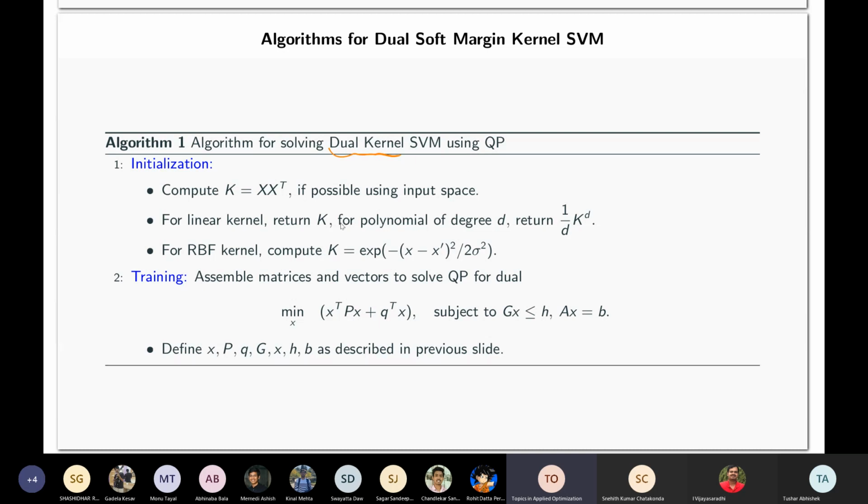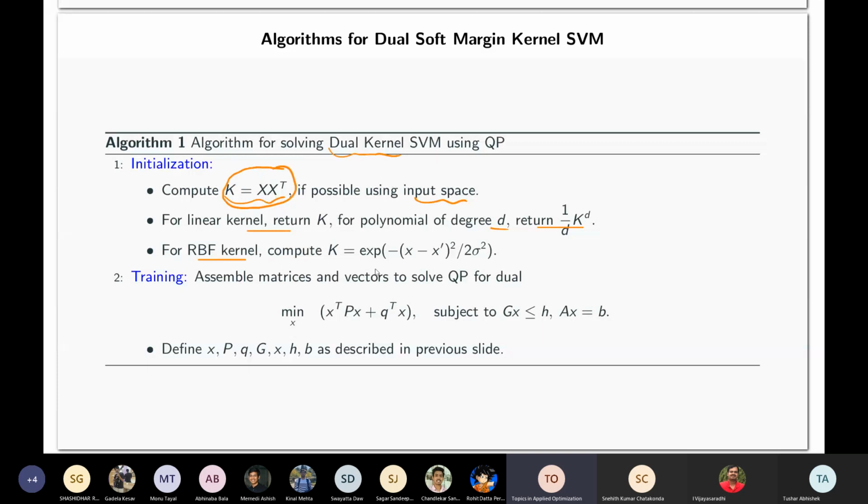Okay, so compute the kernel in advance. The kernel was, let us say, a polynomial linear kernel. In this case, we are assuming that, but you can use any other kernel. In the input space, obviously, for the linear kernel, return K. For a polynomial of degree D, we will return this. These are just additional things about what kernel we want to use. The most important thing is that I need to compute the K.